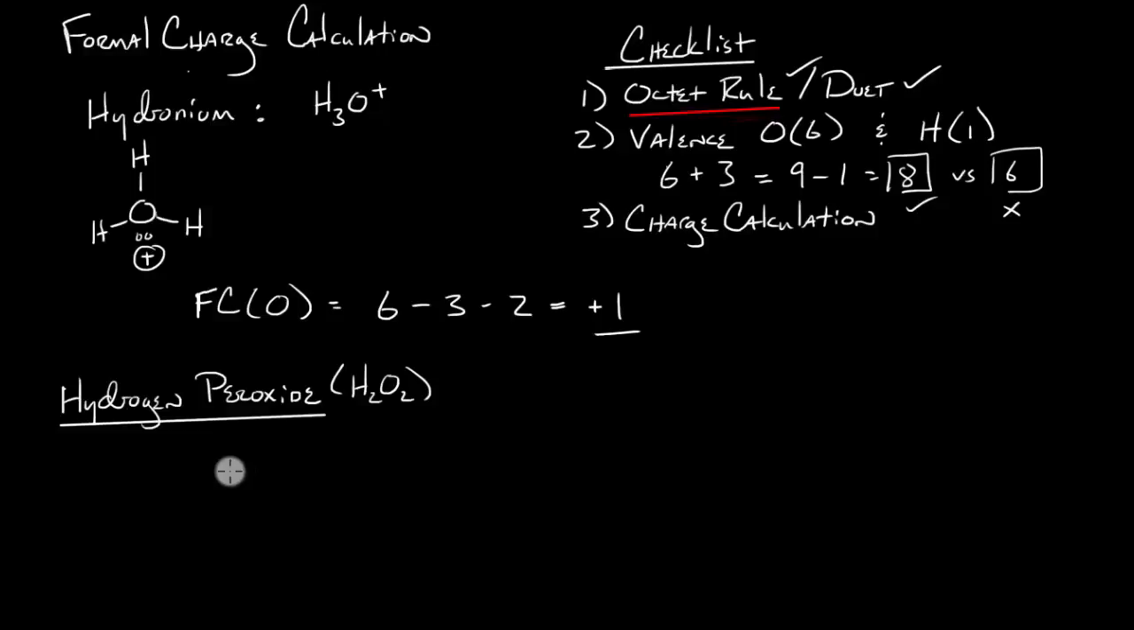Okay, so let's do another practice problem. The next one's going to be hydrogen peroxide. So hydrogen peroxide is H2O2. Go ahead and pause the video, see if you can draw out a possible structure for hydrogen peroxide.